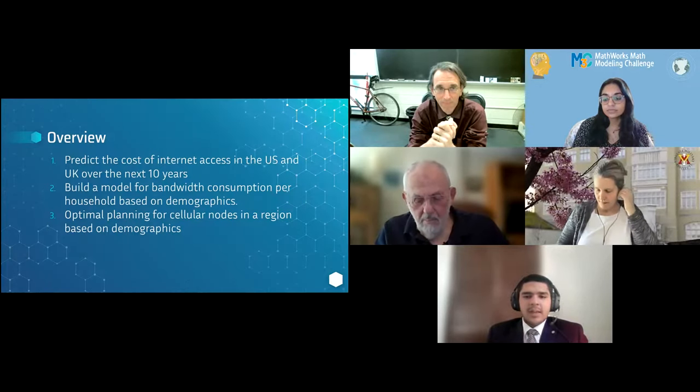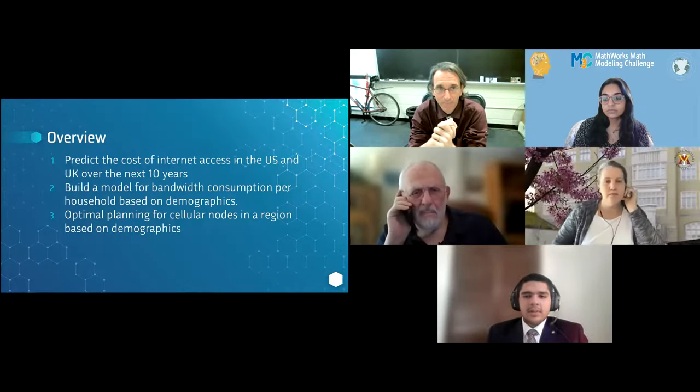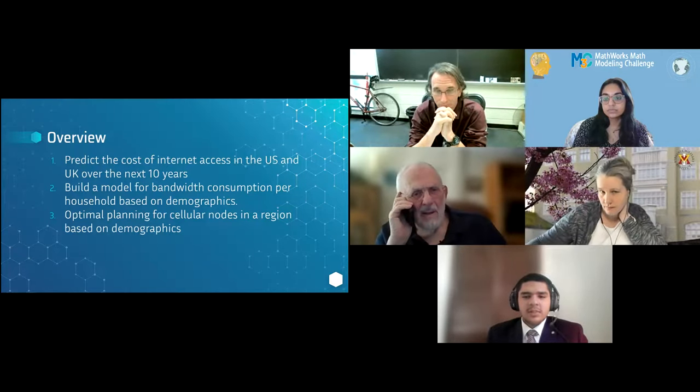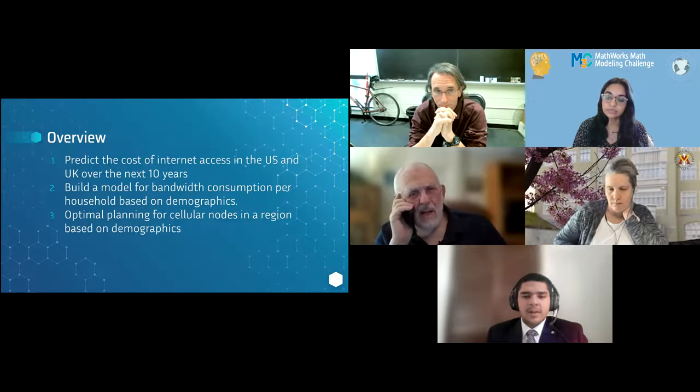The problem we were tasked with addressing is threefold. First, we constructed a mathematical model to predict the cost of internet access in the US and UK over the next 10 years. In part two, we built a model for the bandwidth consumption per household based on the demographics given. Finally, in part three, we developed a model to optimize planning for cellular nodes in a specific region based on the region's demographics.